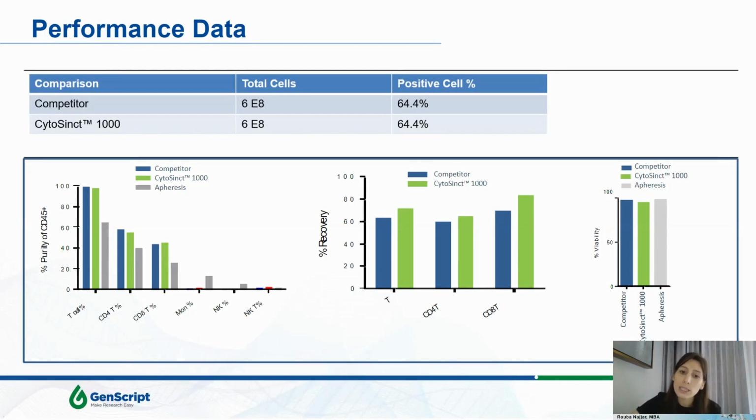CD45. And you can see the T cells, the CD4 T, and then CD8, as well as the other natural killer cells. And you can see it's a side-by-side comparison. And you can see that either the Cytosync was equivalent or even exceeded the performance of the competition.